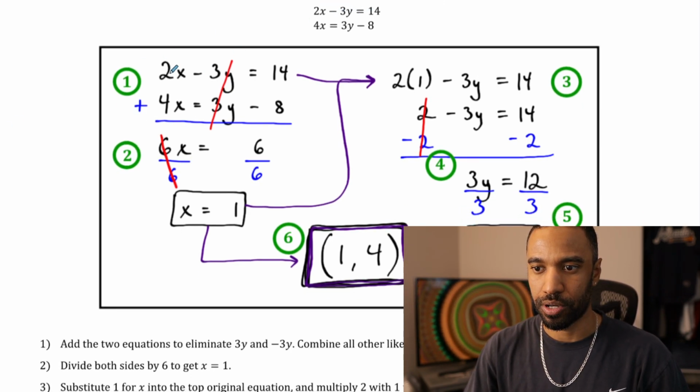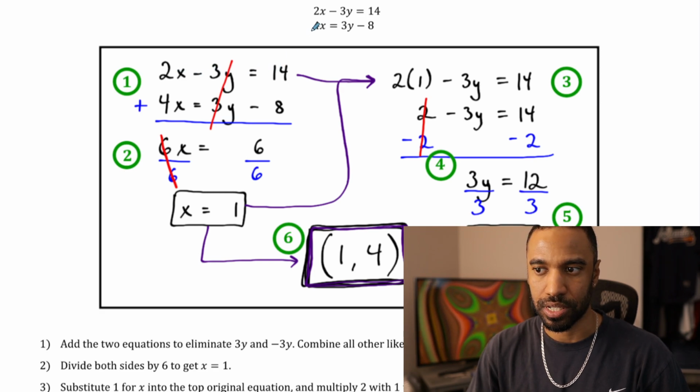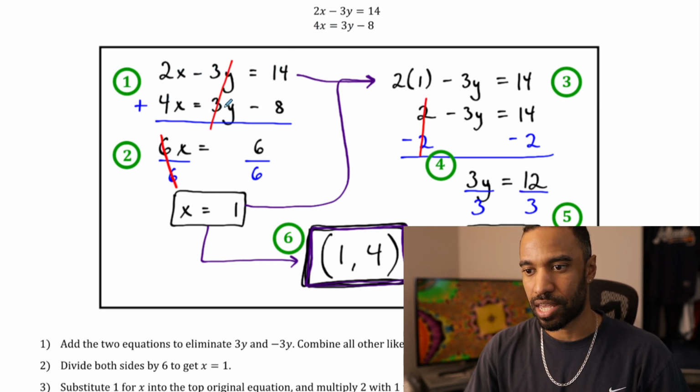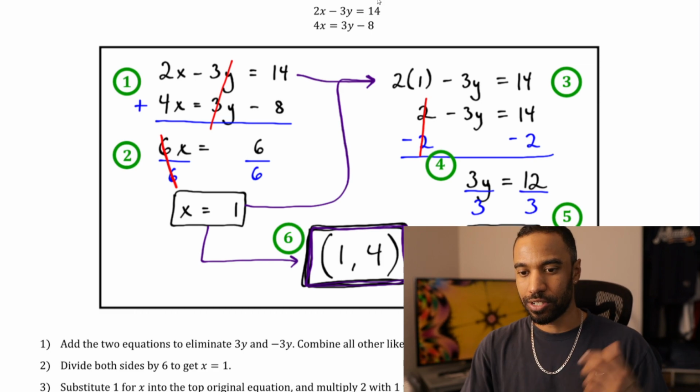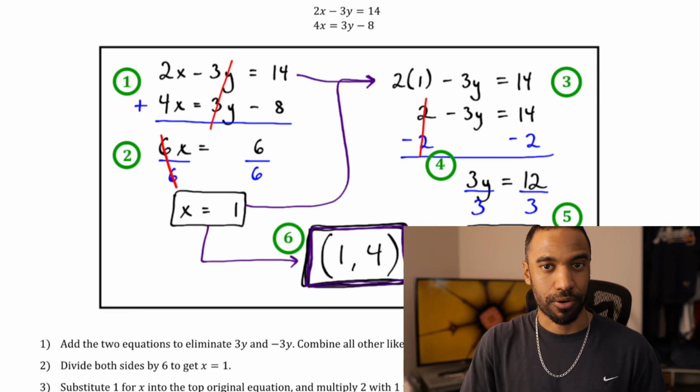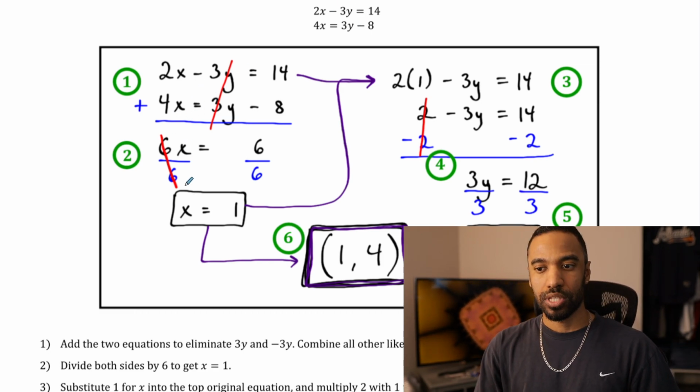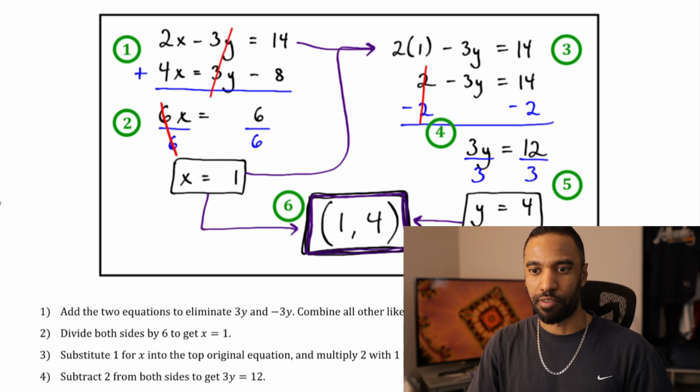2x minus 3y equals 14. He writes 2x minus 3y equals 14. And 4x equals 3y minus 8. 4x equals 3y minus 8. The first thing is he put everything down correctly, so that's good. Anyway, we'll take a look at the work in a second. There are steps involved here as well, right?